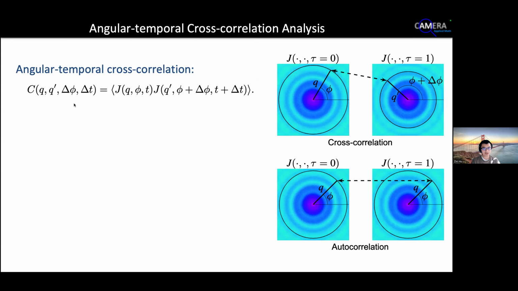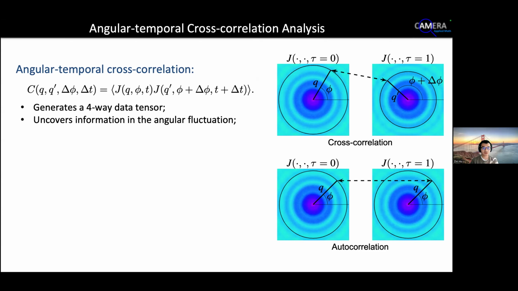As these four arguments vary, Q, Q prime, delta phi, delta t, the cross correlation generates a four-way data tensor, whereas the autocorrelation can only give us a data matrix. So in the experiments, let's say with hundreds of radius coordinates and hundreds or thousands of angular coordinates, the cross correlation can produce millions more numbers than autocorrelation. And this difference becomes even more tremendous when working with megapixel detectors.